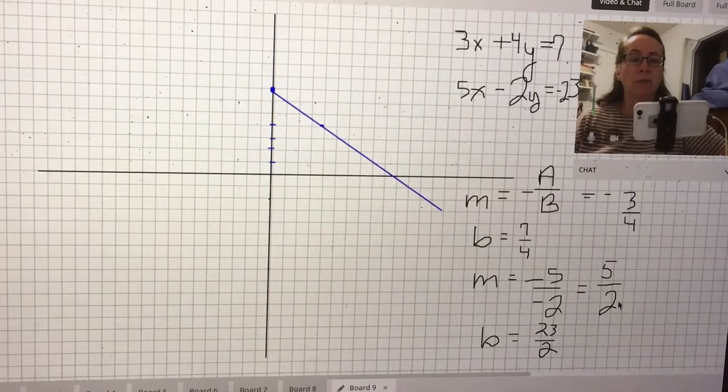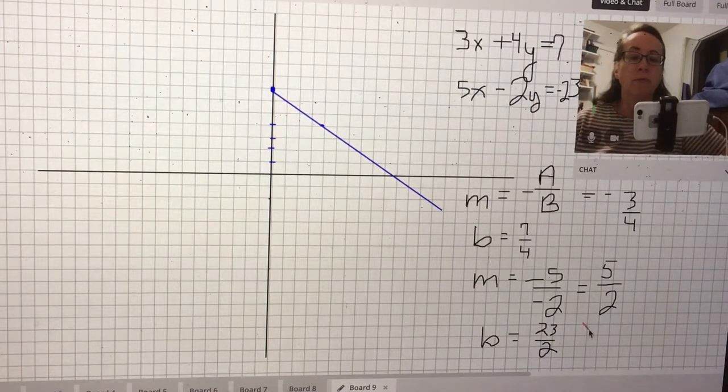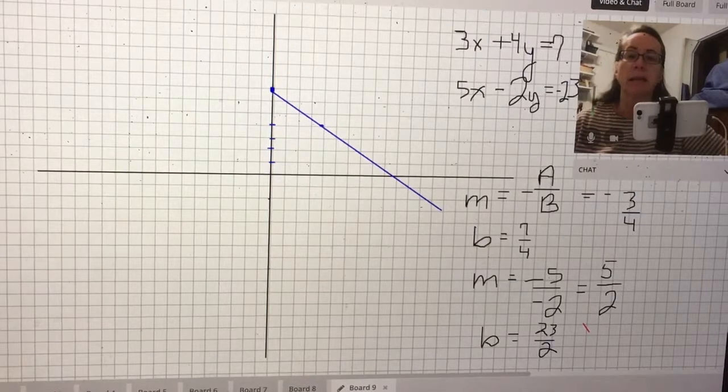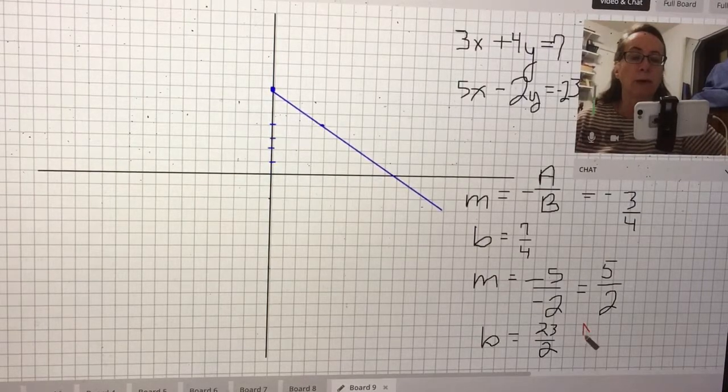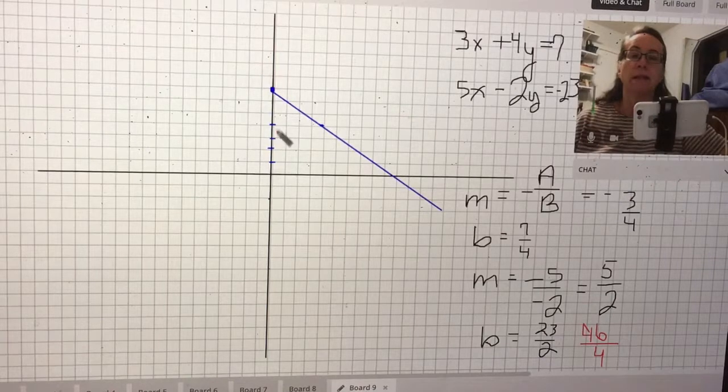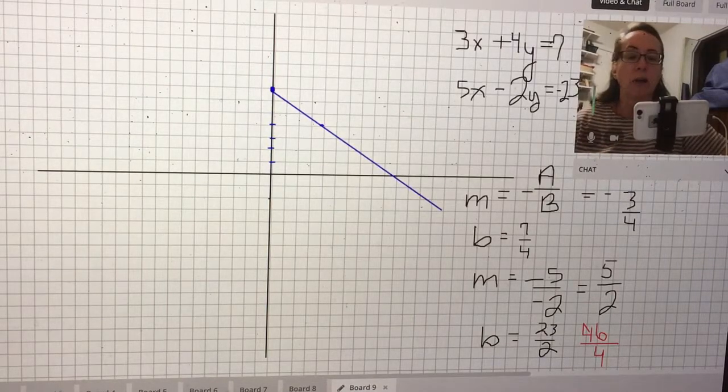And we have a slope of 5 halves, but we've got to go all the way to 23 halves. Okay, so 23 halves, since each one of these was going to be 46 fourths. Oops, I forgot to put that back in there. Wow, so I have to go way up. 46 fourths way up there. So that's going to be hard for me to graph with the y-intercept. So I'm going to have to start the line a little bit farther down.